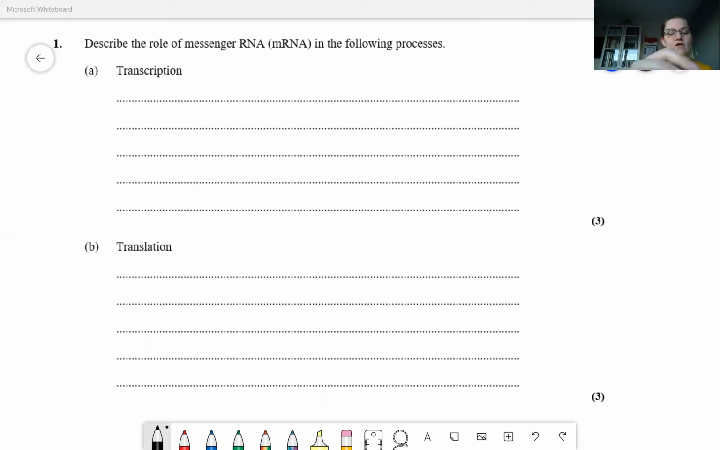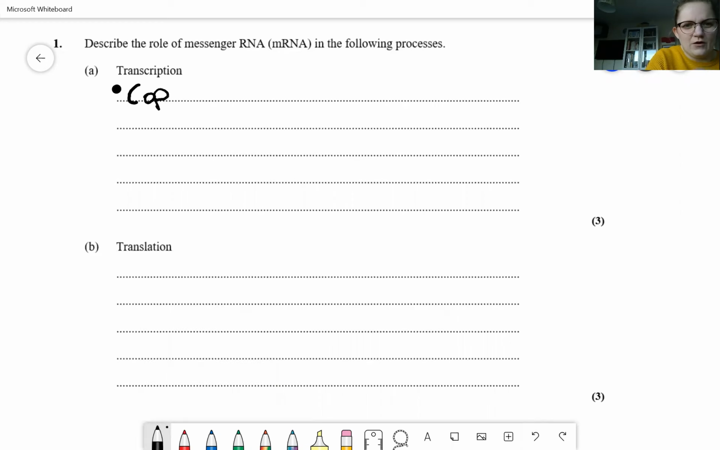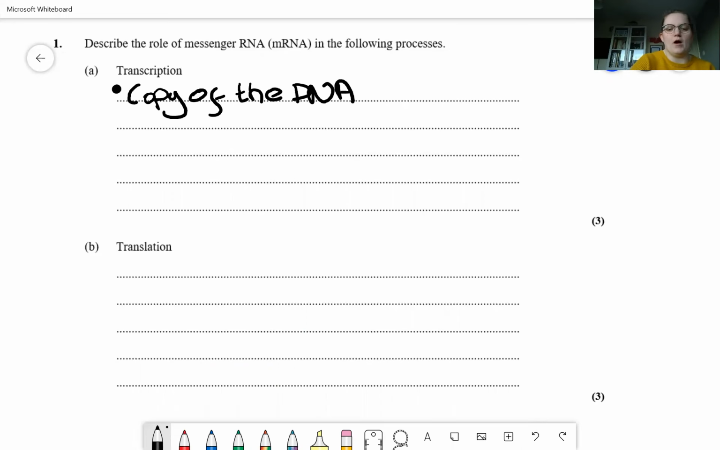Well, the first thing that it does, and this is probably the most important thing about messenger RNA, is the fact that it is a copy of the DNA. It makes a copy of the DNA. So that's the first thing that we're going to want to say. Let's put it there. It is a copy of the DNA. That's the first thing we want to say. That would get you 1 mark.